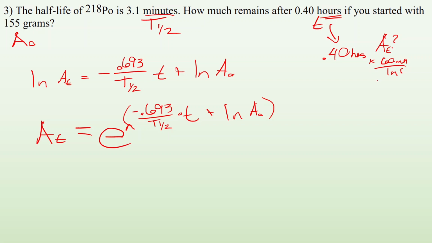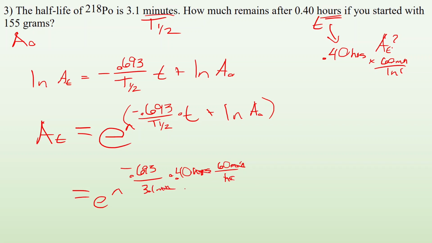Which, like, you would think I could just do in my head, but I can't. All right, so I plug and chug e to the negative 0.693 divided by my half-life of 3.1 minutes times my t, which is 0.4 hours, times 60 minutes per hour, so that my hours cancel out. I'm left with minutes. Minutes cancels out.